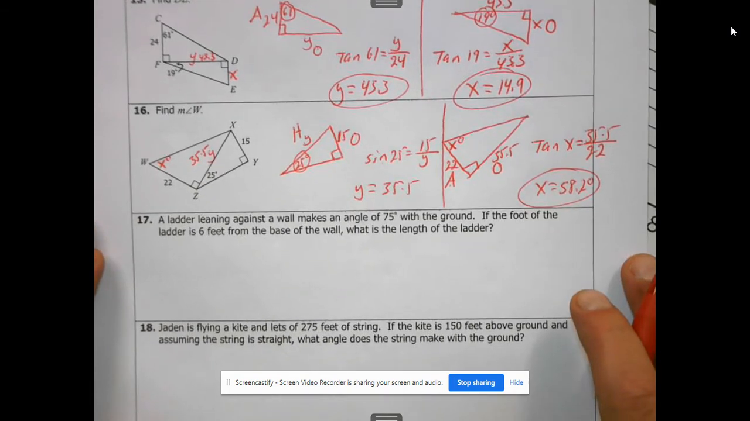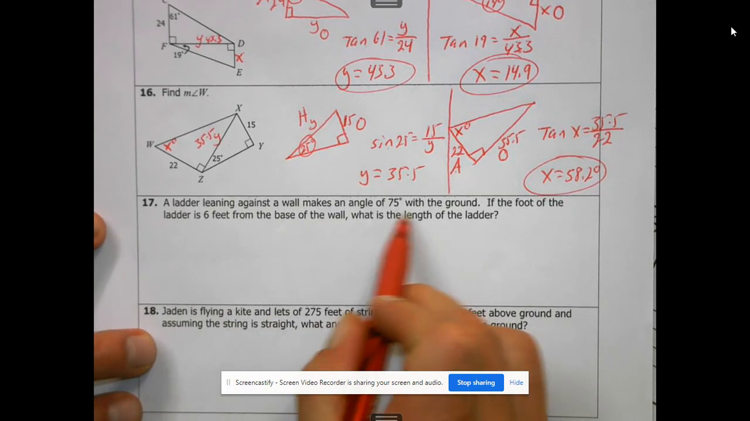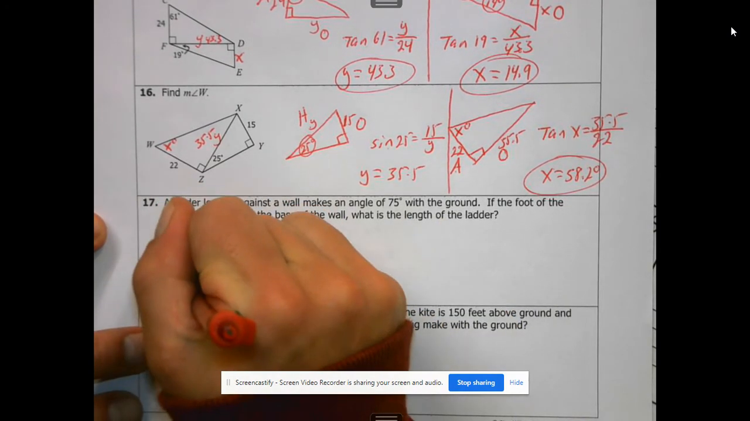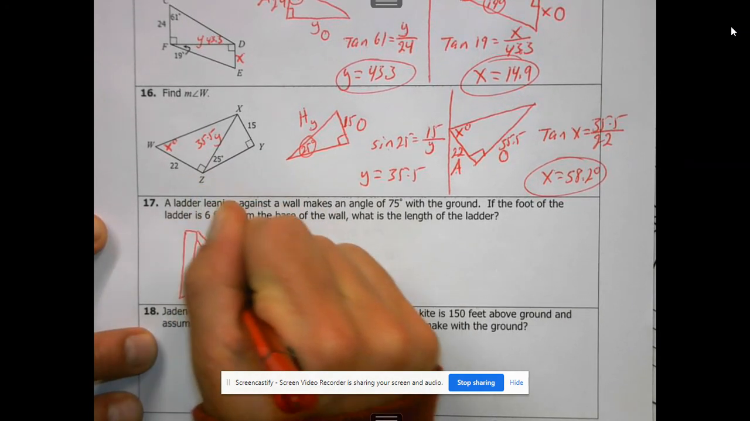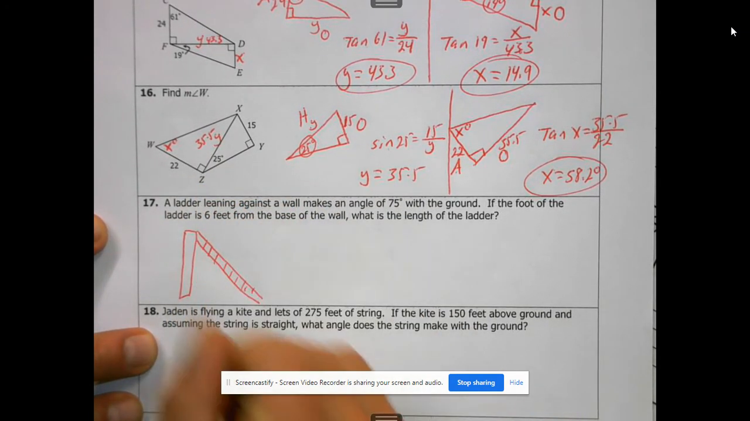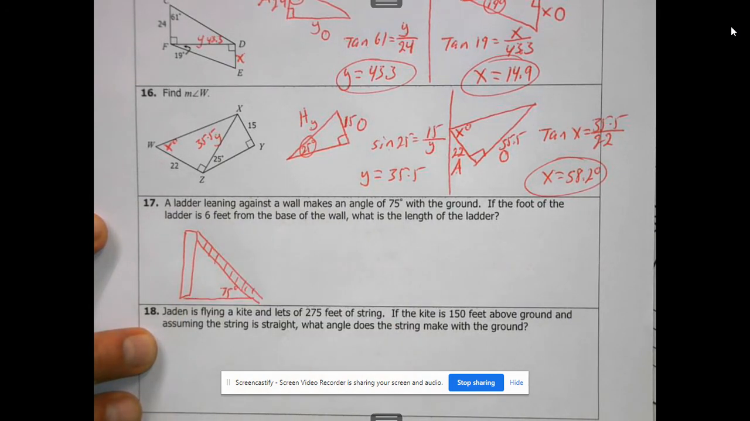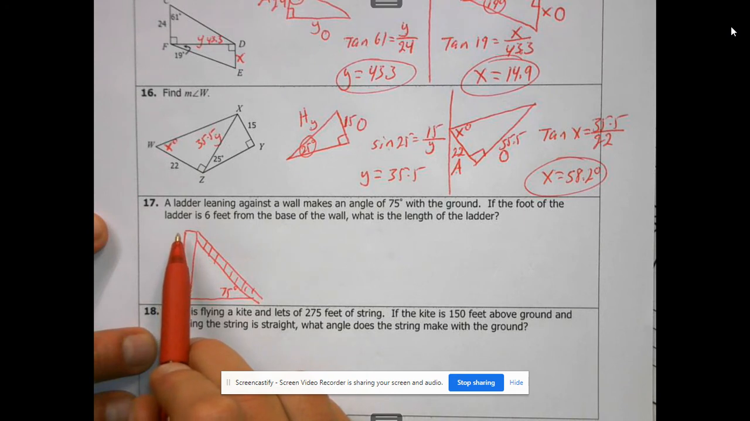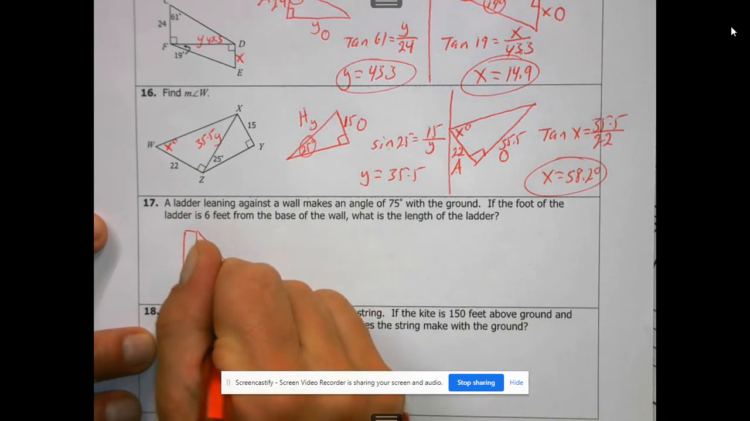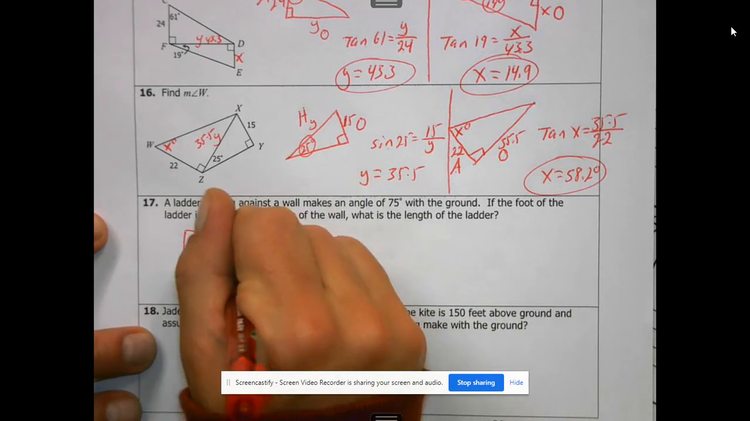Two more. A ladder leaning against the wall makes an angle of 75 degrees with the ground. All right, so with the ground, it makes a 75-degree angle. If the foot of the ladder is 6 feet from the base of the wall, so this bottom piece, 6 feet, what is the length of the ladder?